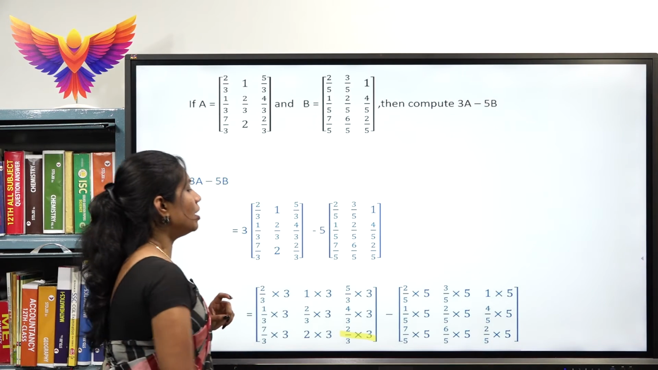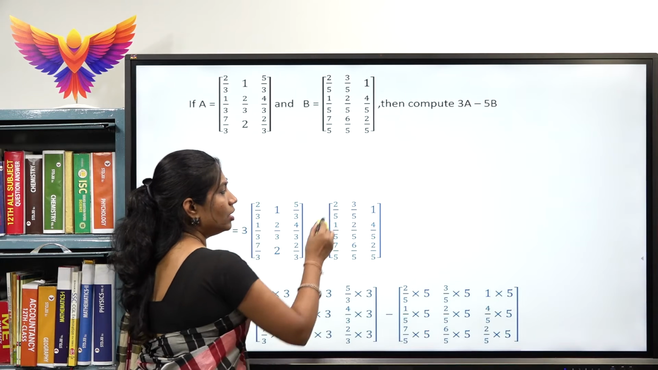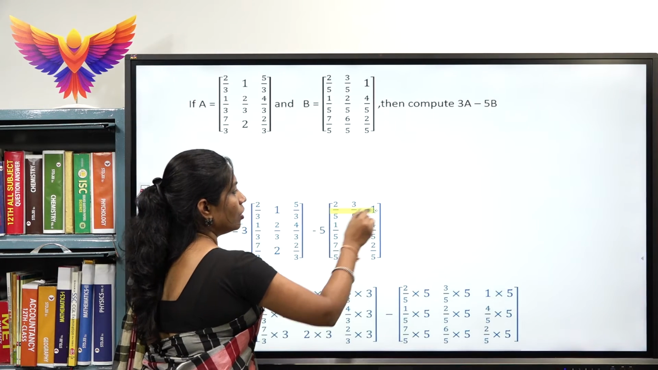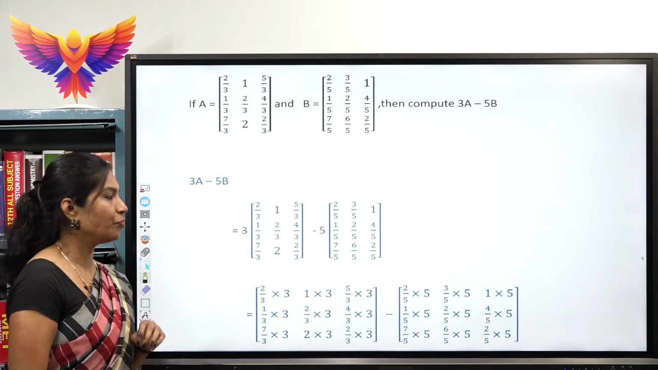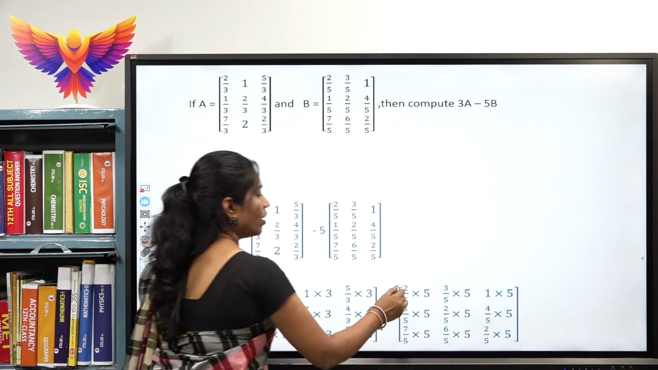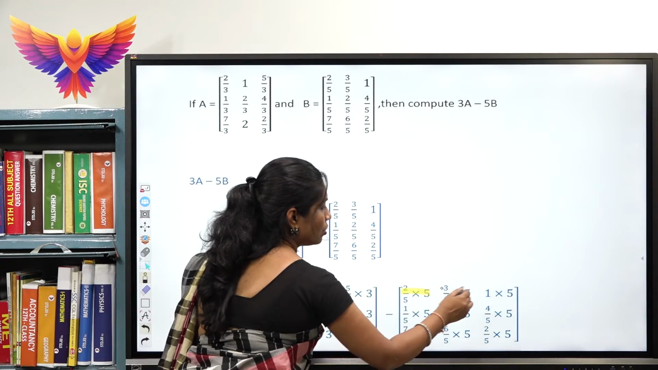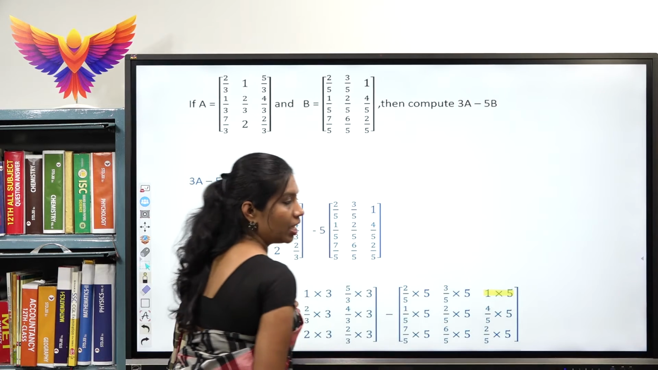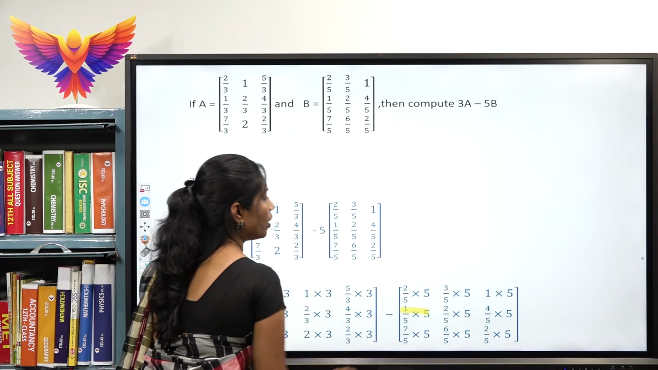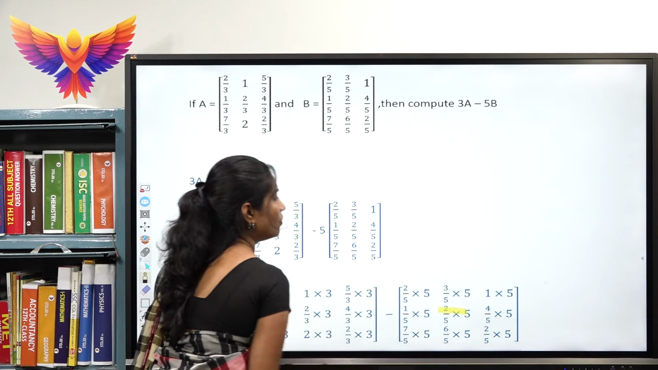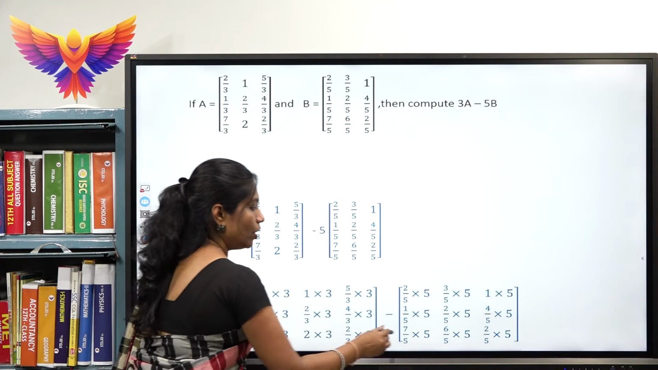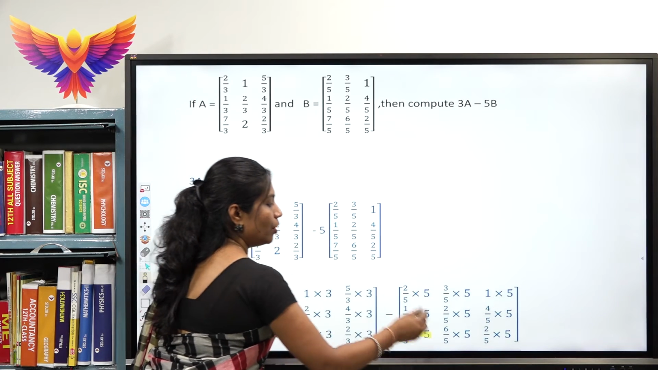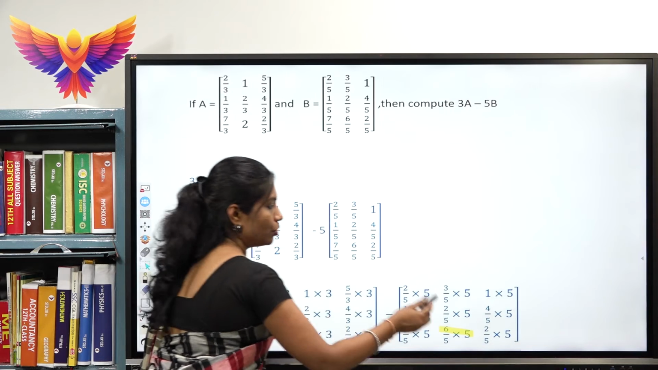Similarly, I need to multiply this 5 with each and every element of the first row, second row as well as third row. Every element needs to be multiplied with 5 now. The same procedure, it is 2 by 5 into 5, 3 by 5 into 5 and 1 into 5. Same way, 1 by 5 into 5, 2 by 5 into 5 and 4 by 5 into 5.